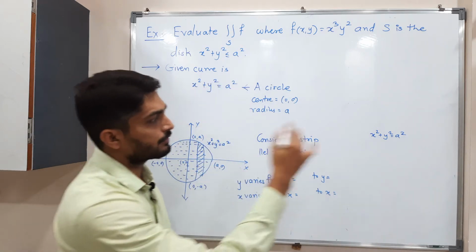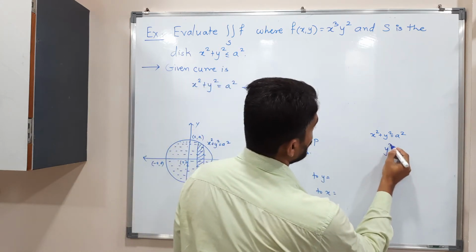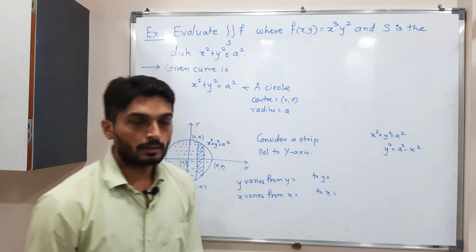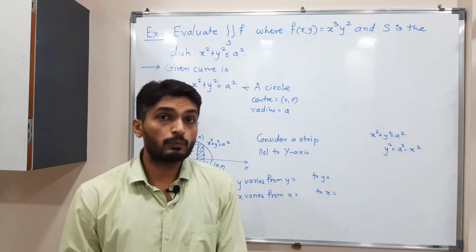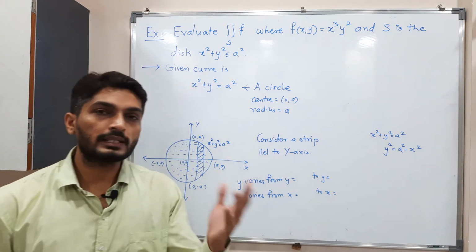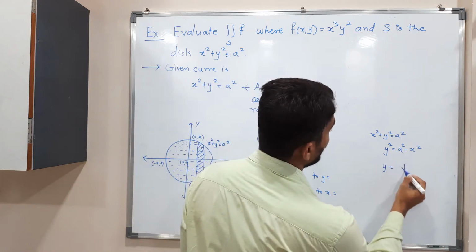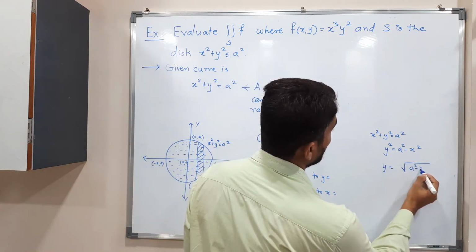So what will I do? I will shift x square to that side. So y square is equal to a square minus x square. We got y square, but we want y only. So that's why I will take the square root of both sides. So the square root of both sides means y is equal to root of a square minus x square.